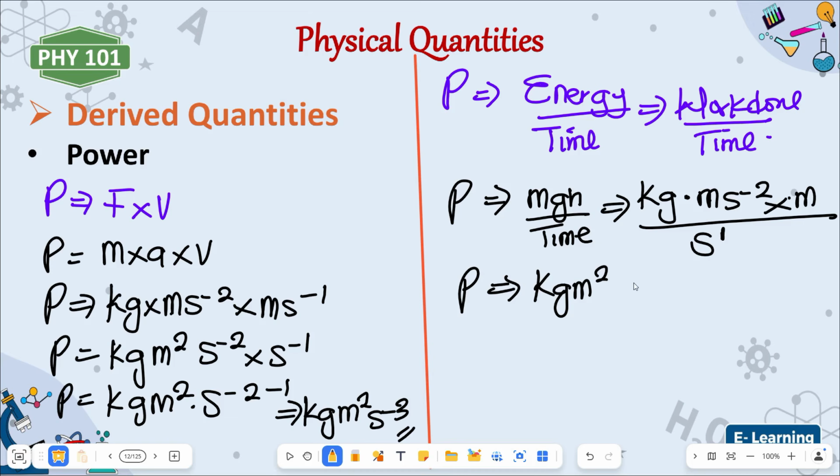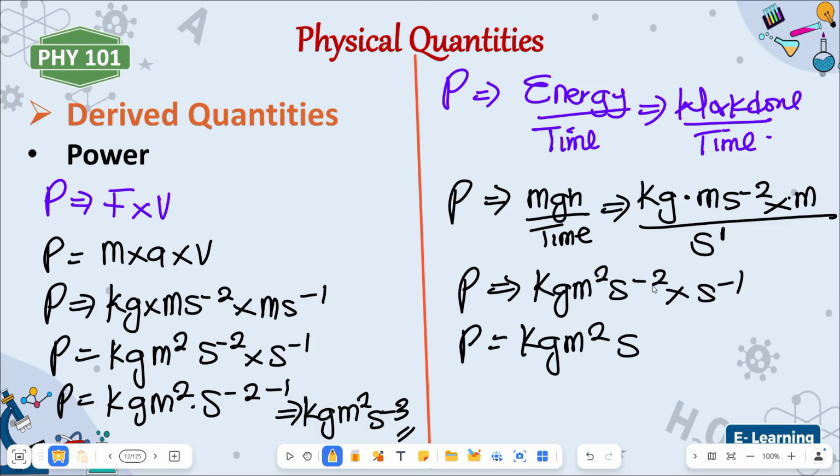If it crosses up, it becomes what? s to the power minus 1. If this one crosses up, which I taught you now, it carries a minus sign. If it crosses up, it becomes s minus 1. So P will be equal to kg meter per second square times s minus 1.